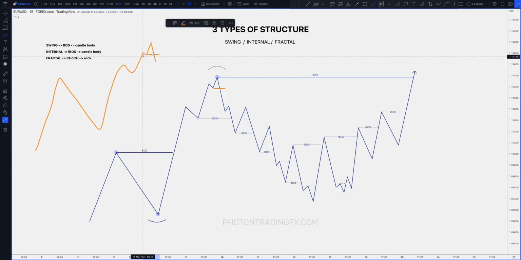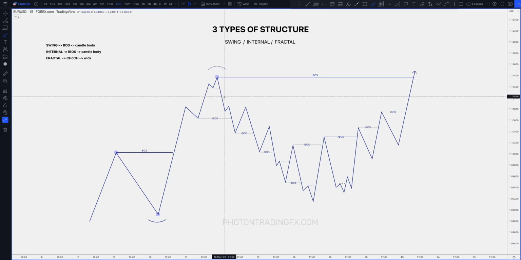Now, sometimes you won't get a little pullback like that. Imagine that's just one perfectly straight line. In that instance, yes, the internal break of structure, the IBOS here, will be the same as the CHOC. They'll line up to the same place because the internal low and the fractal low are at the same area, okay? So sometimes that will happen, but this will become clearer when we look at the charts.